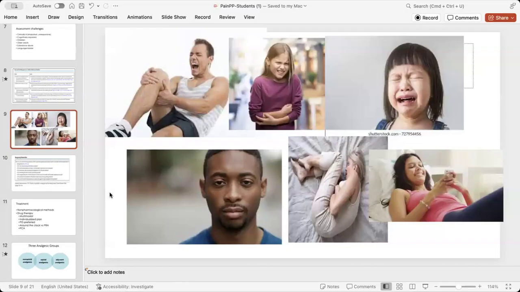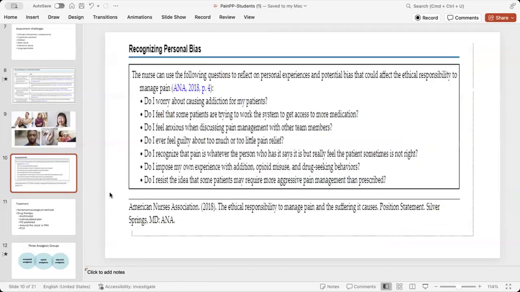So this one talks about biases, right? This comes from the American Nurses Association. Think about this when you're caring for a client who has pain, okay? Do you worry about causing addiction? Do I think that some patients might be trying to work the system? Do I feel anxious when discussing pain medication with other team members? Do I feel guilty about giving too much or not enough? Do I recognize that pain is whatever the patient who has it says it is, but really feel the patient sometimes is not right? So those are some things to think about.